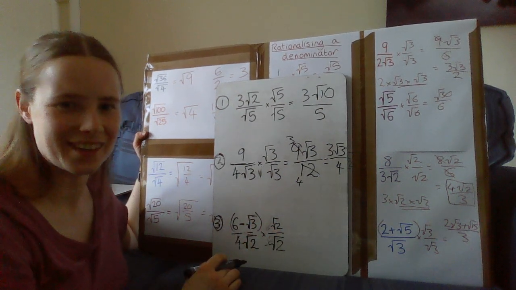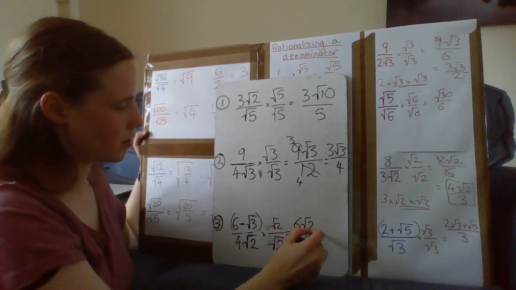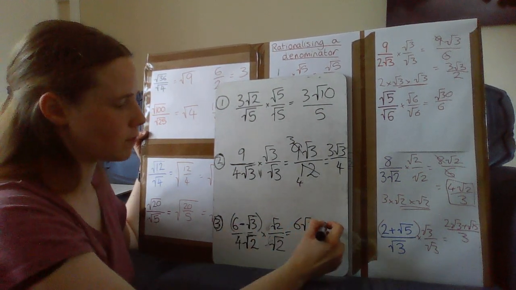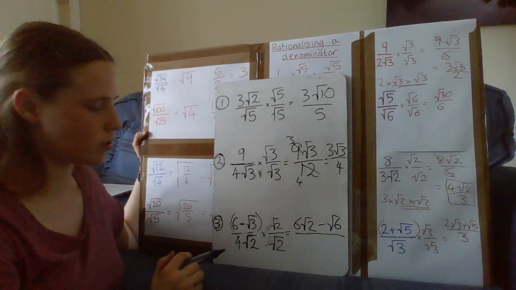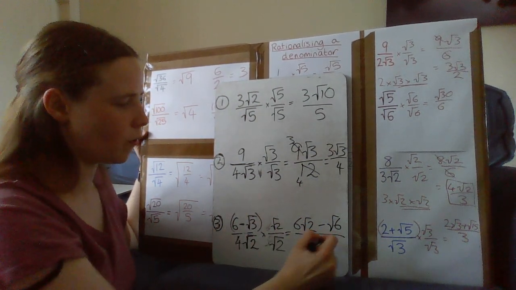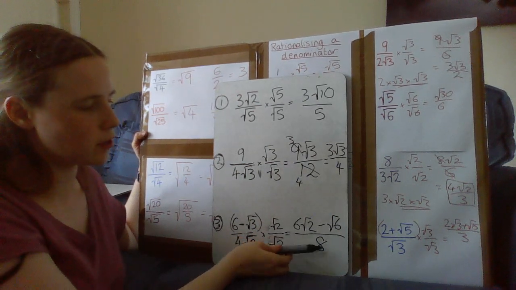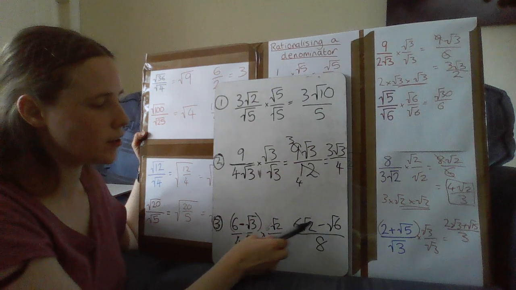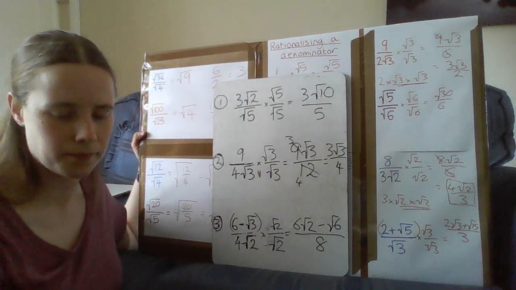This is not a very clear example now, is it? Sorry. So I've got root 2 times 6, which is 6 root 2. Root 2 times root 3, which is minus root 6. And then on the bottom, 4 root 2 times root 2, which is 4 times 2, or 8. I can't simplify this because although these two both divide by 2, this bit doesn't. So I can't divide every single term by 2. So that bit gets left as it is.